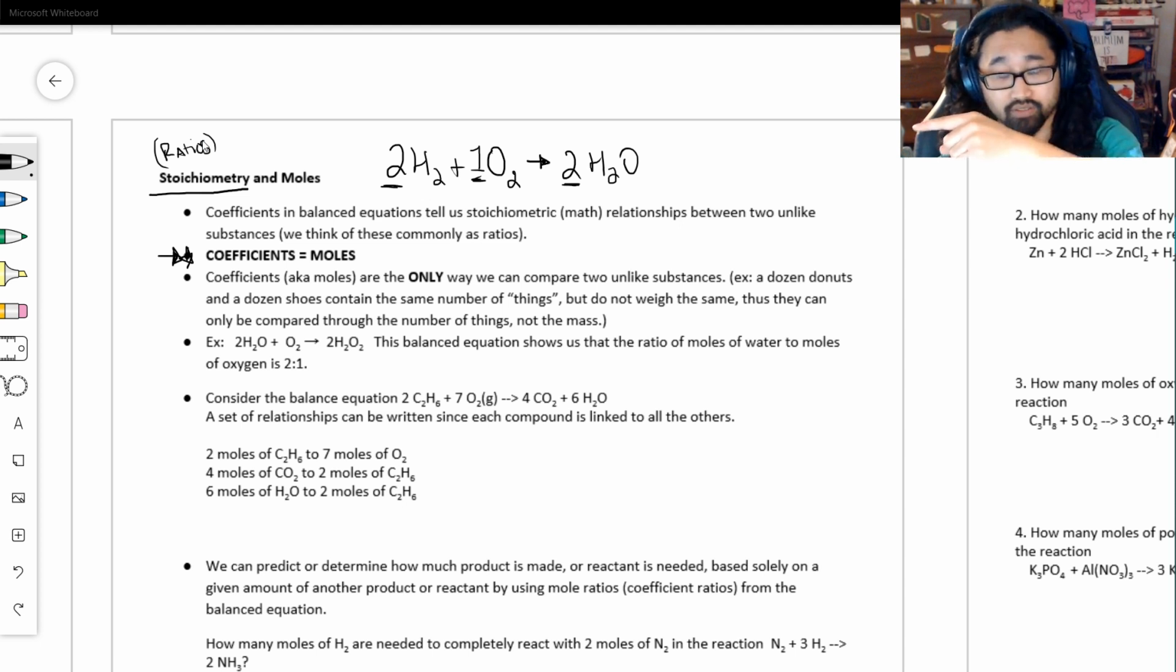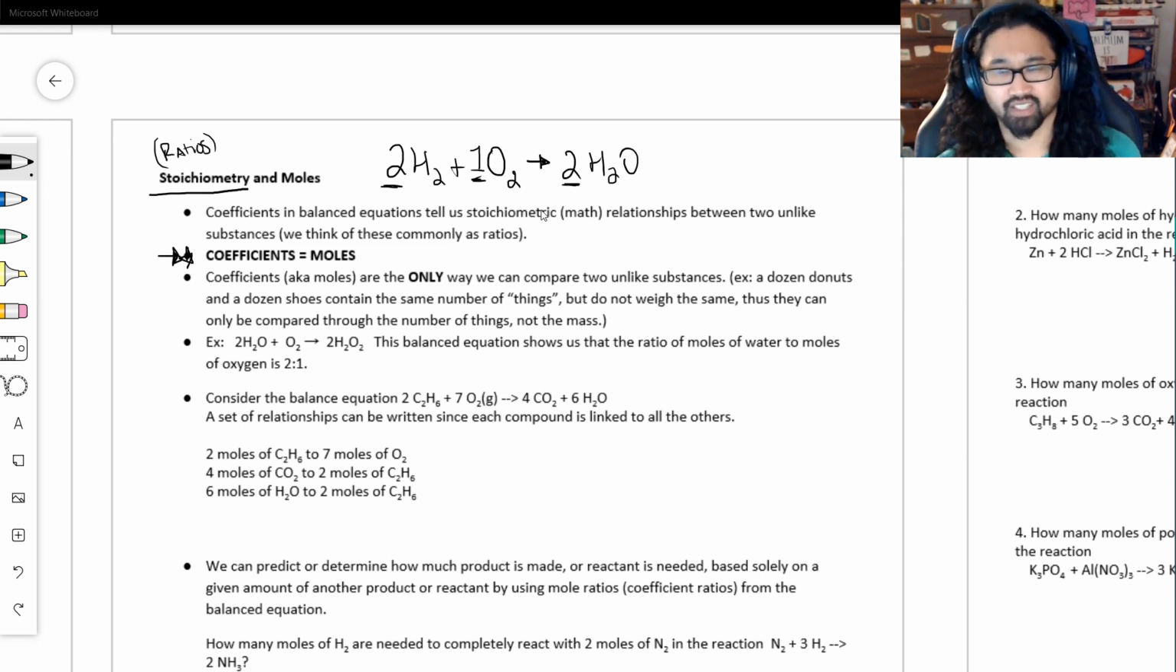In our example, in the reaction that I just wrote down, for every 2 moles of hydrogen that I start with, I'm going to make 2 moles of water. For every 1 mole of oxygen that I start with, I'm going to make 2 moles of water. So it's a 2-to-2 ratio of hydrogen to water. It's a 1-to-2 ratio of oxygen to water. Knowing those ratios and knowing that they have to be exactly that much, right?